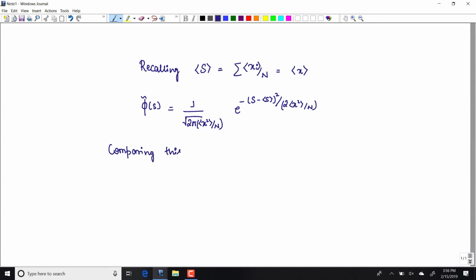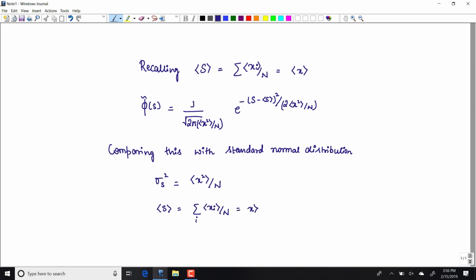Okay. Now if you compare this with the definition of a standard Gaussian distribution, or standard normal distribution, you can see that the variance of the S distribution is nothing but the second moment of the random variables that were drawn from P of x divided by n, and the mean of this was just the mean of the variables themselves. Okay. So, this proves your result that the distribution itself is normally distributed.